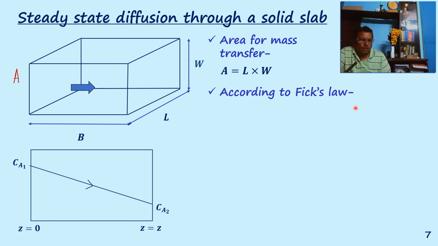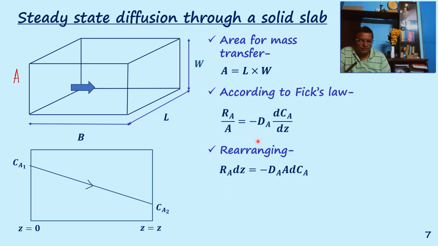Now according to Fick's law, which we have just understood mathematically, the law is stated as Ra upon A is equal to minus dA into dCA by dZ. And if you rearrange it, I'm arranging it like this: Ra into dz. So this dz I have brought on this side, and I have taken this A onto the other side. Now you have dz on the left hand side and A on the right hand side. Let us call this equation 1.